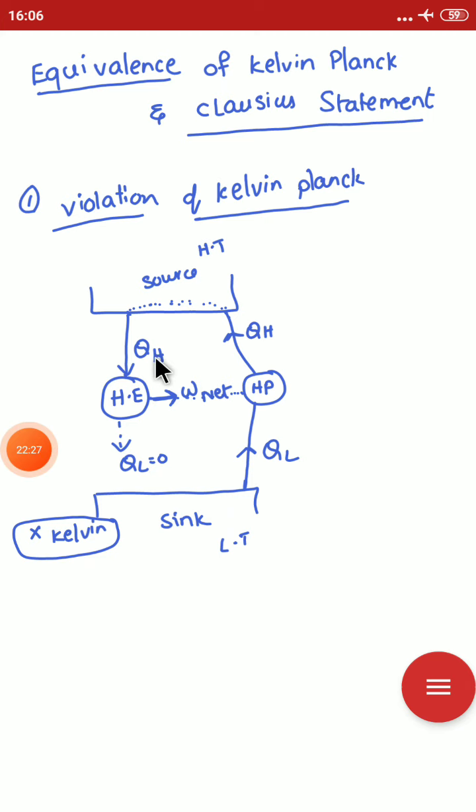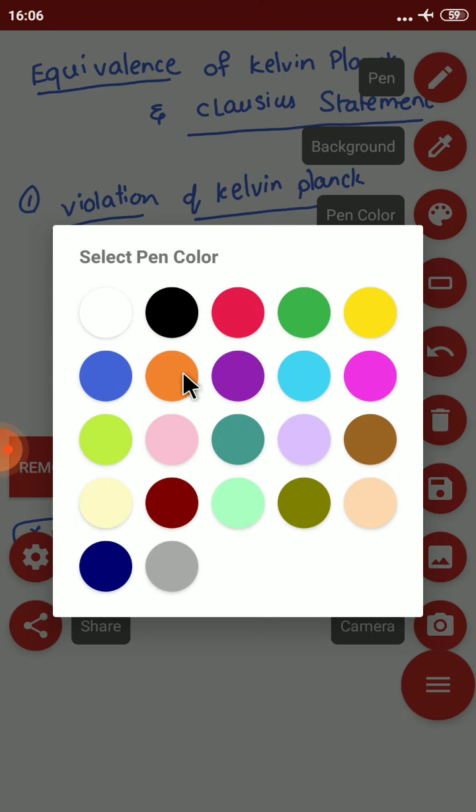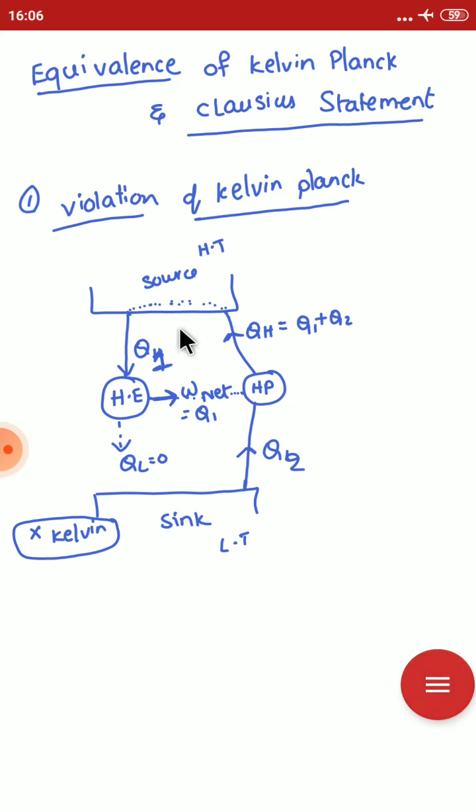Now I am writing this as Q1 and this as Q2. From this statement, W net is equal to Q1. This is the Q amount of H, which is equal to Q1 plus Q2. We can write it as this.